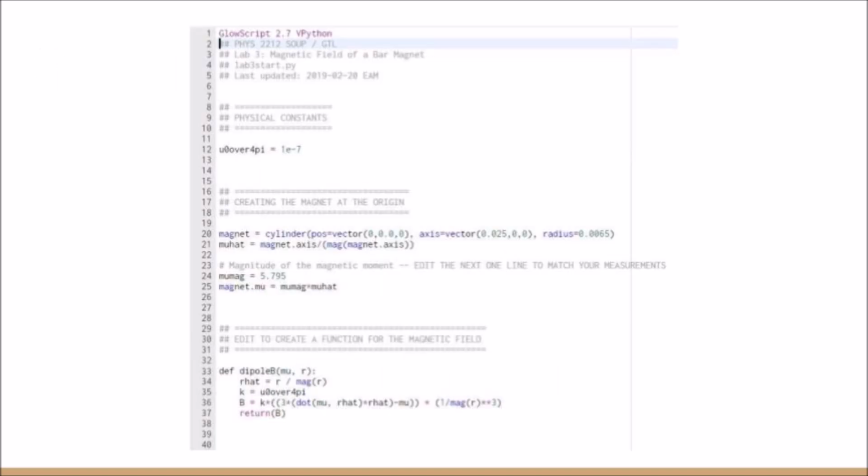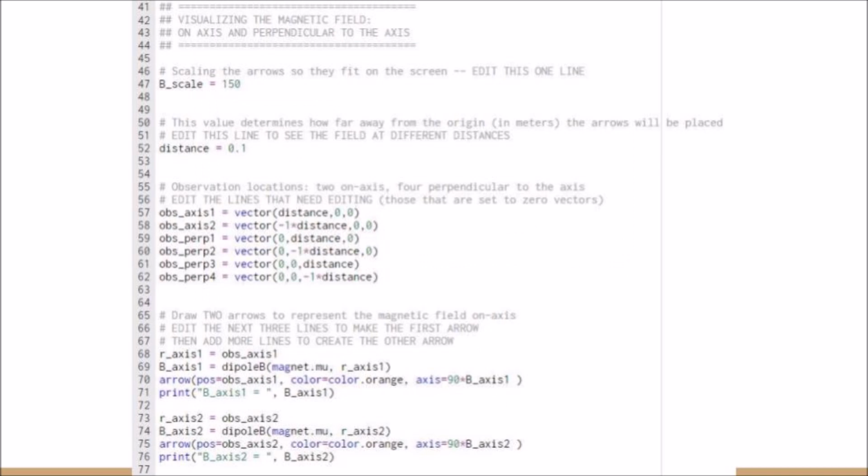And this is the code for the lab. At the bottom, you can see that I use the following code block to calculate the magnetic field at a certain point, which will be used throughout to find the magnetic field at certain axes and perpendicular areas.